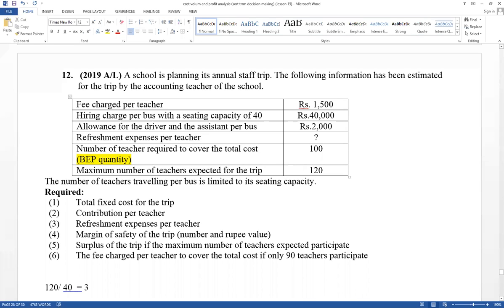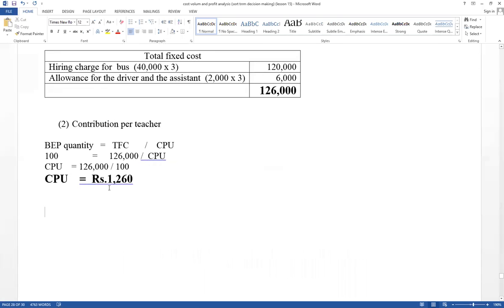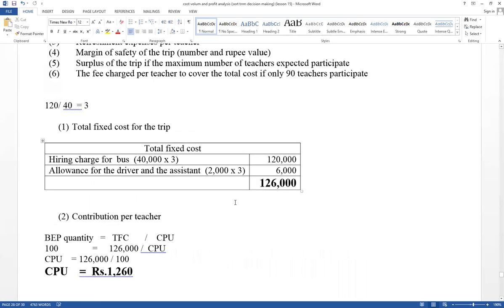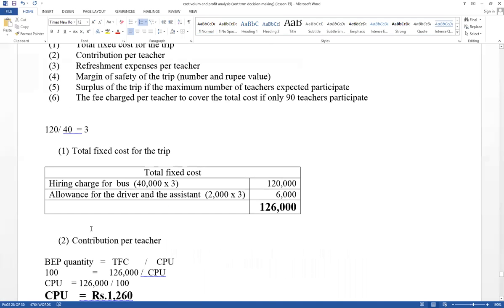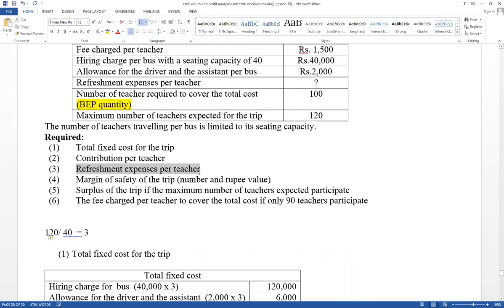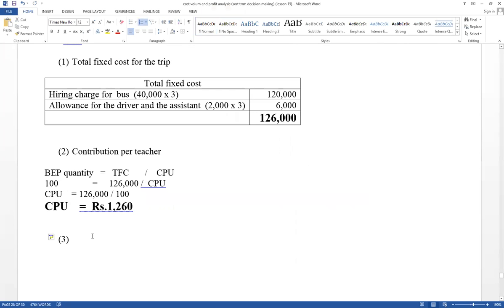Think about it: the selling price we know, and the contribution per unit is also calculated. Now think of the other equation for calculating contribution per unit: selling price minus variable cost. Therefore, replacement cost is variable cost, so now apply the contribution per unit equation. In requirement 3 they ask for the variable cost, the replacement expense per teacher. That is a variable cost.